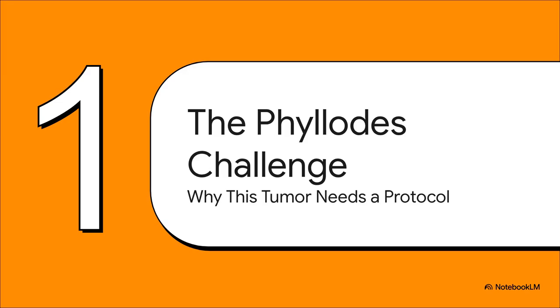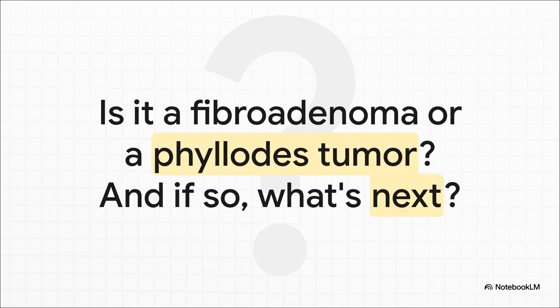Why is there such a detailed, specific protocol for this one tumor? What makes it such a challenge in the first place? Well, picture this. A breast lumpectomy with a fibroepithelial lesion lands on your desk. Right away, you're at a critical fork in the road. You have to distinguish it from a fibroadenoma. Because the second you call it a Phyllodes tumor, that starts a whole new diagnostic cascade. And the next question becomes even more important for that patient's treatment.